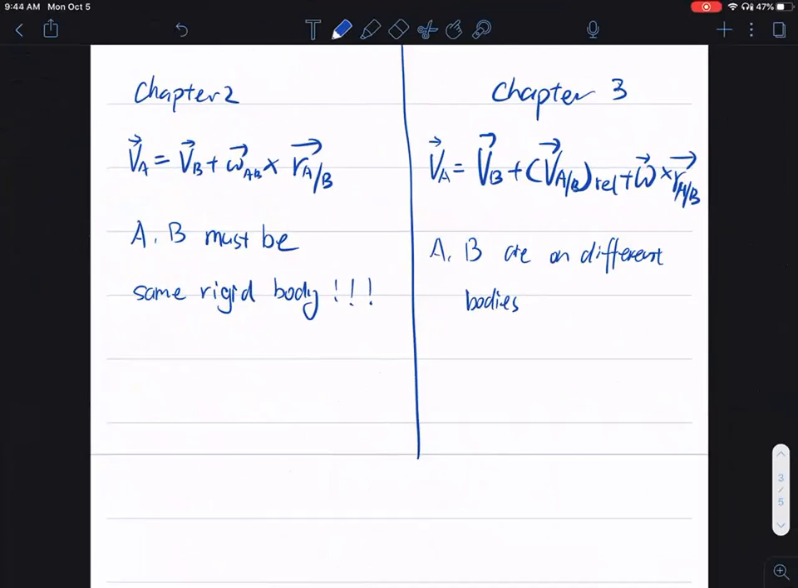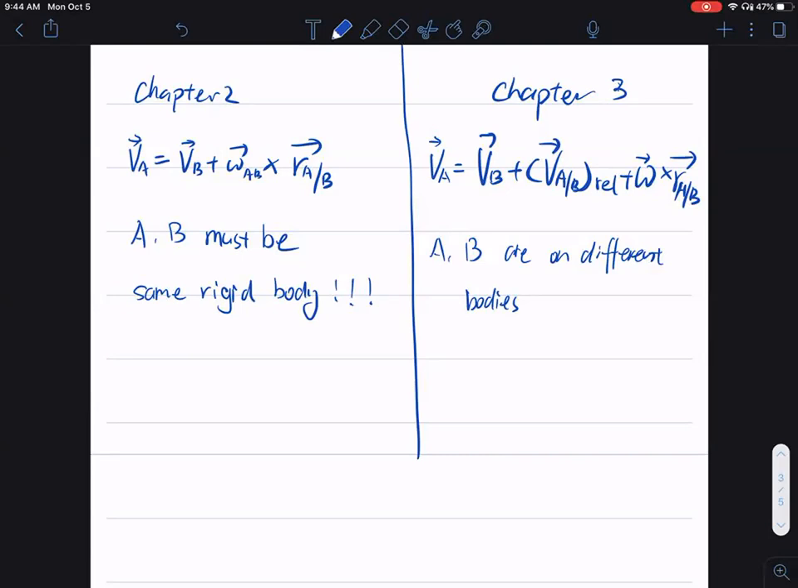What if we pick A and B on the same rigid body? What will happen? You can definitely put A and B on the same rigid body and use this equation. But what will happen? Maybe we should go back to the rigid body in chapter 2.